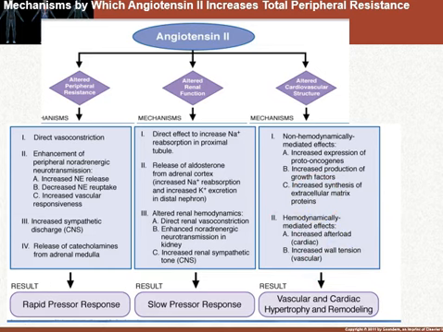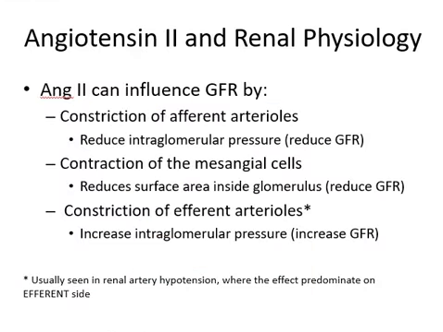So, systemic effects are quite numerous. We're going to focus on the renal component. Angiotensin II, in terms of renal physiology, can heavily influence GFR. And so you can see a constriction of the afferent arterioles, which results in a reduced intraglomerular pressure within the glomerulus. That'll reduce GFR. We can see a contraction of the mesangial cells that reduces the surface area inside the glomerulus, which will ultimately reduce GFR.